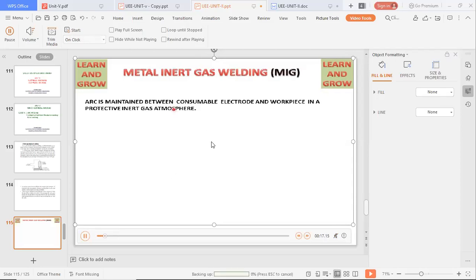Same. The arc is maintained between the consumable electrode or the tungsten electrode we have used, and the workpiece, in a protective inert gas atmosphere. It should be protective, because it is gas welding.